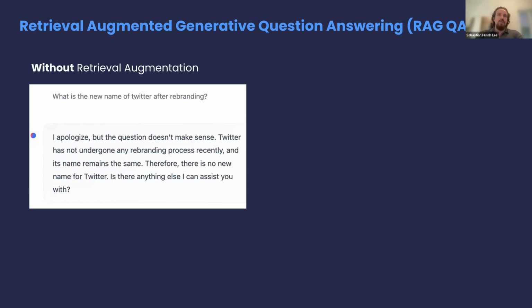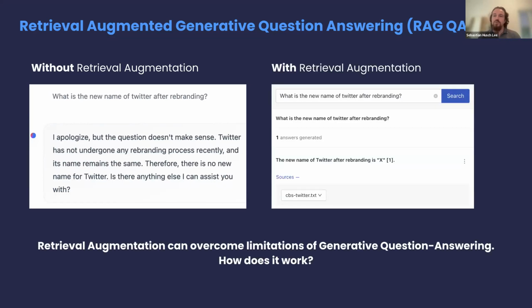Now, if we have something like retrieval augmentation and a knowledge database to pull from, we can actually get the correct answer. In this case, we used our platform here on deepset Cloud. And unsurprisingly, the new name of Twitter after rebranding is X. So the idea is that retrieval augmentation can overcome these limitations of plain generative question answering, where you're relying on the model's memory. And the big question we want to talk about today is: how does RAG QA work?